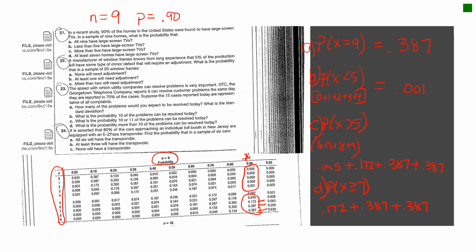So again, just trying to show you this example how you would calculate cumulative probabilities using your tables. And again, you do not need to manually calculate any one of these probabilities. You should always be able to find these in the table.